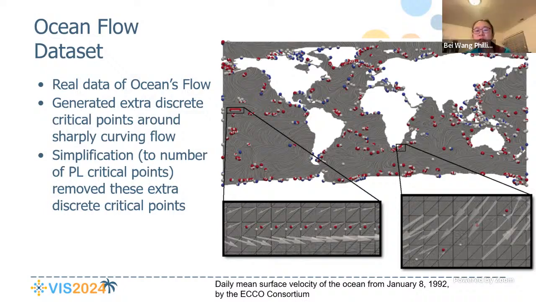So a follow-up question on Slido is, can you resolve this issue with additional critical points in the examples by refining the grid in these areas?